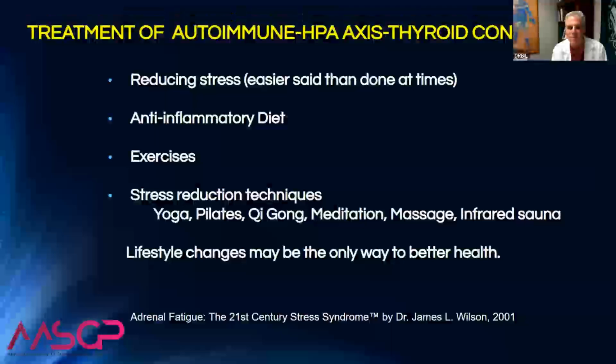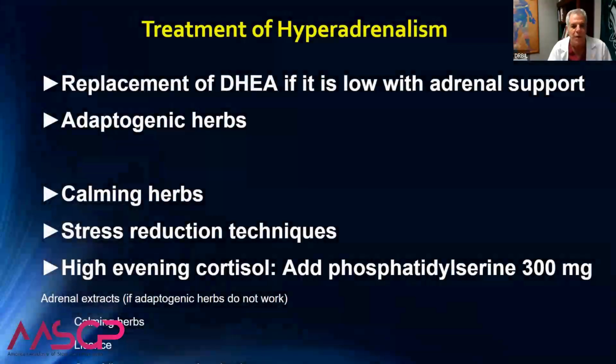The first step is relaxation techniques. We introduce the anti-inflammatory diet. We make sure the patient's exercising and sleeping. We find out what stress reduction techniques they like. So if they like yoga, that's great. If they don't like yoga, we don't tell them you have to do that. Infrared saunas work very well. Sometimes you have to do lifestyle changes. It's pretty rare, but in today's day and age, sometimes it has to be done.